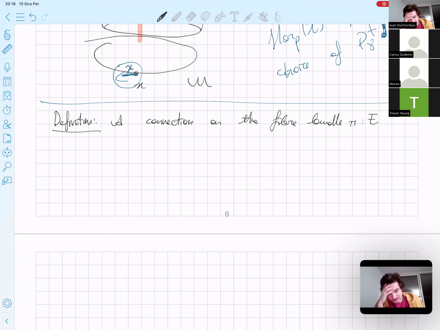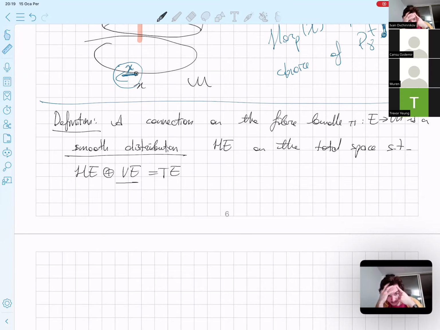Distribution. Yes, I will say what this is. HE on the total space such that... so this is the vertical bundle we just defined. This is the tangent bundle, we know who that is. And this is the new smooth distribution that we just had the intuition to define from this proposition.